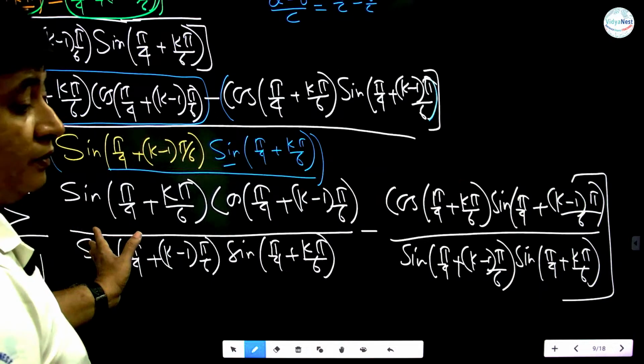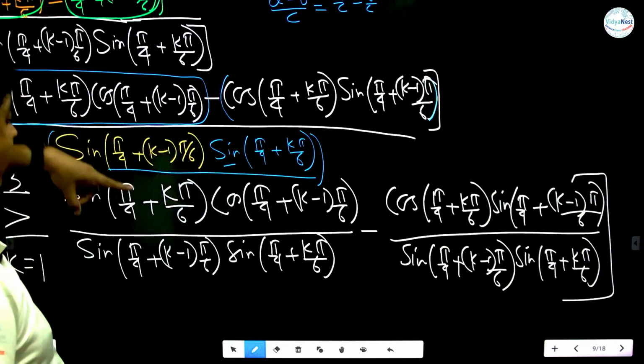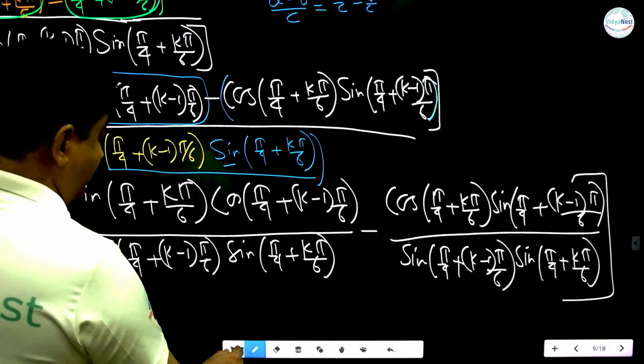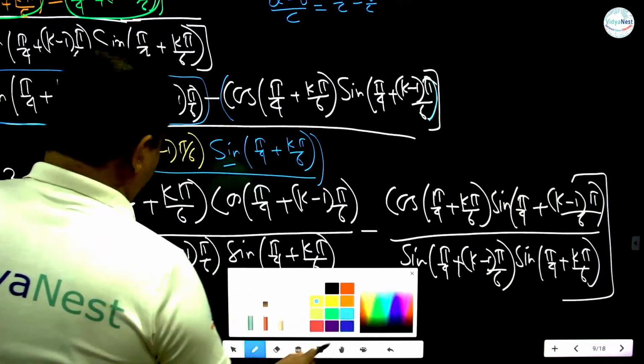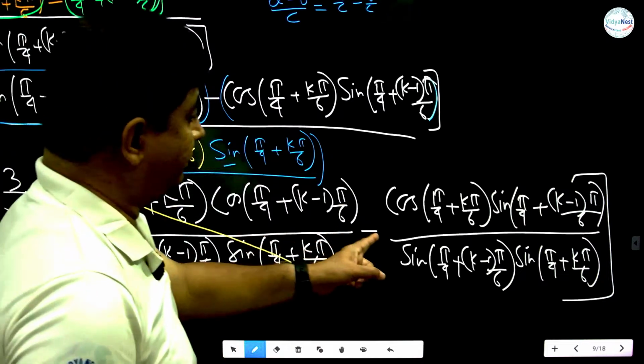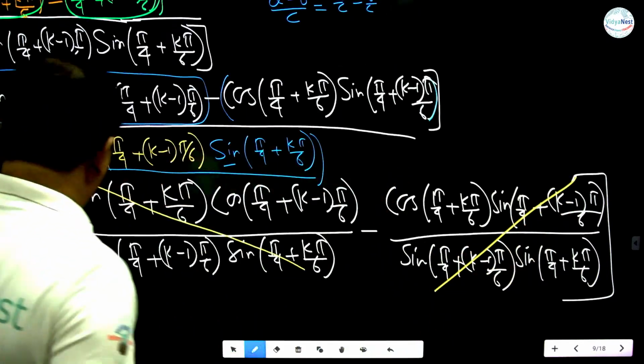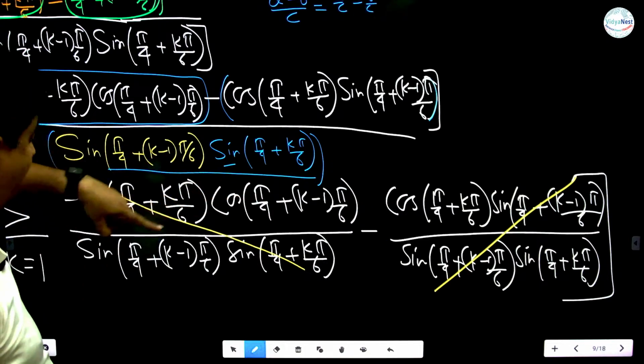So what simplification is waiting for us? In the first term, which term to be cancelled? This part will be cancelled. And here, which part? That part. What will be left? Cos by sine, cot.